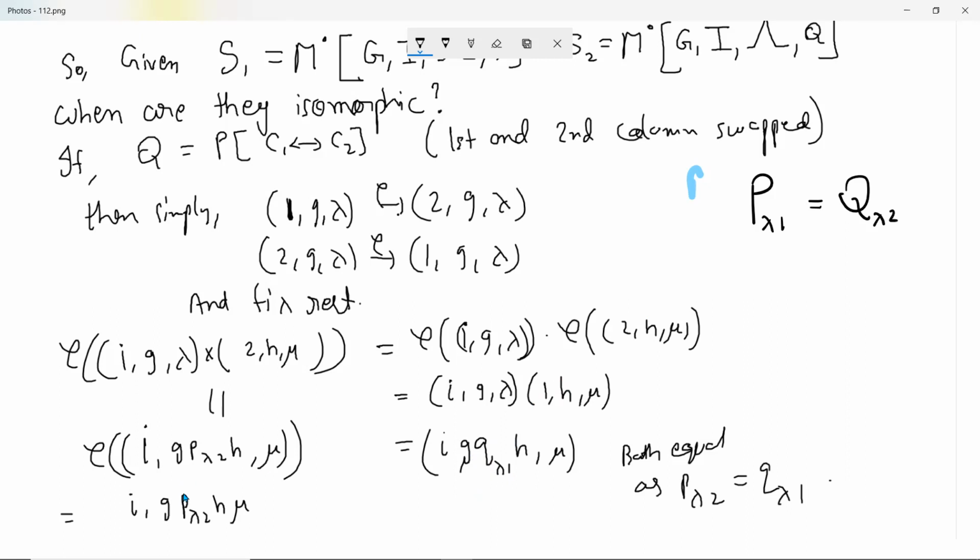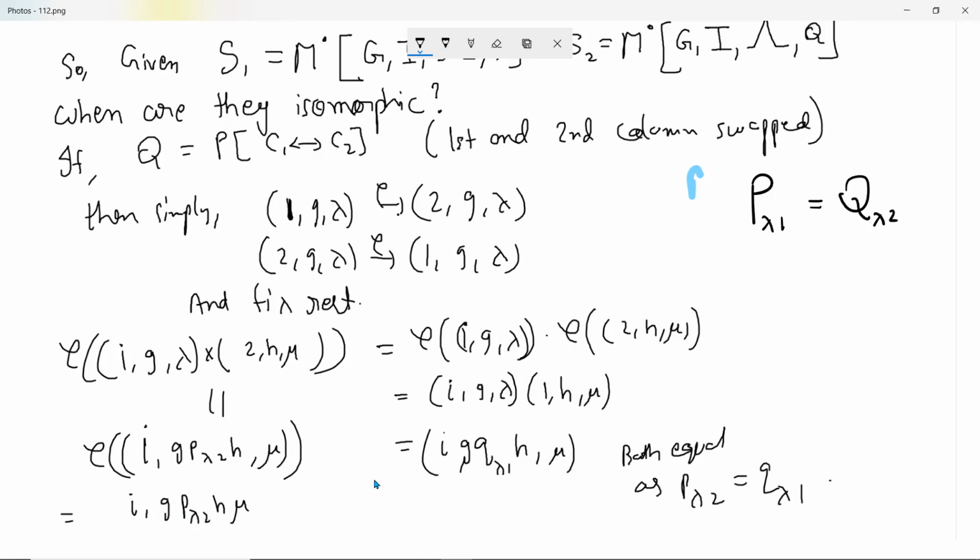If you don't want to say P lambda 2, then just say Q lambda 1. And this we know by the isomorphism just becomes this. It just remains the same because this is i. And then we know that this P lambda 2 is equal to Q lambda 1. So these two are equal.